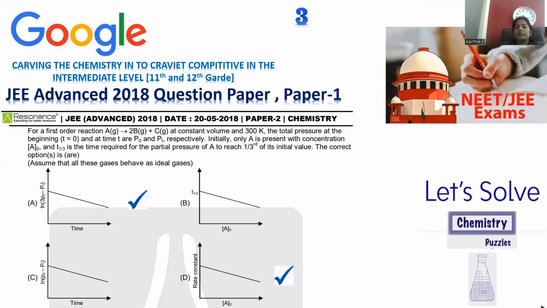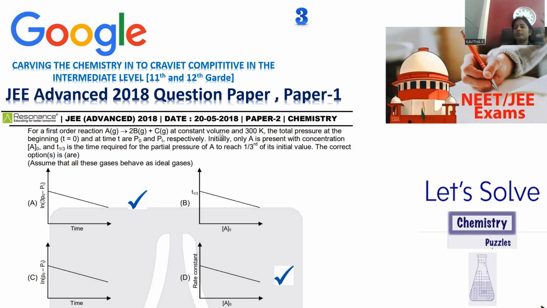Move on to question number 3. Question number 3 is collected from the JEE Advanced 2018 question paper conducted on 20th Feb 2018, paper 2, and the question is related to chemistry, purely chemical kinetics. For a first order reaction, A gives rise to 2B and C. Starting material is A, so that we can say first order. Reactant is only 1. And the products are 2B and C. All are taken under gaseous conditions only.